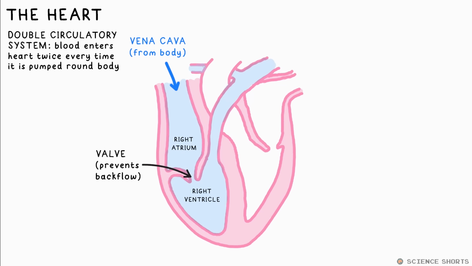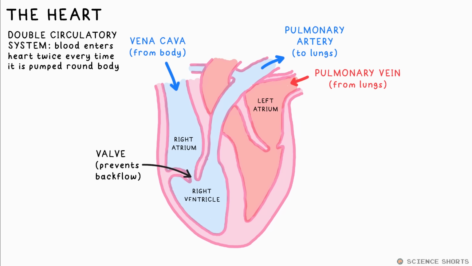The valve between the right atrium and the right ventricle stops backflow, just like all valves, to stop deoxygenated blood from going back into the body. The heart muscles contract and the blood goes through the pulmonary artery to the lungs to be oxygenated. It then comes back to the heart through the pulmonary vein into the left atrium. It then goes into the left ventricle, then out to the body through the aorta.